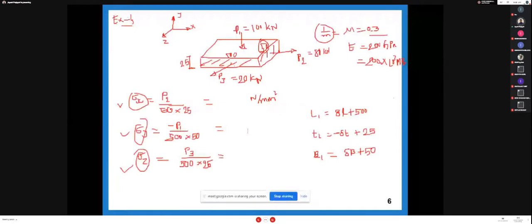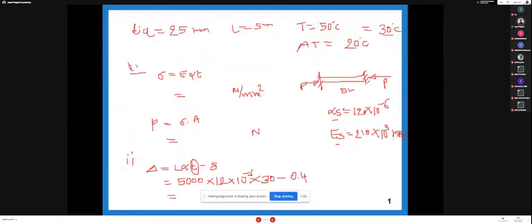So all of you now do it. This is the first case. Your stress is equal to E alpha T, and based on that we calculate the force. So force is equal to stress into area. Now the E value is known to us, 210 power 3. Alpha is given. Now T is the temperature difference, that is 30 degrees.